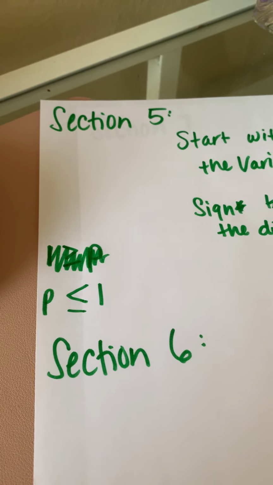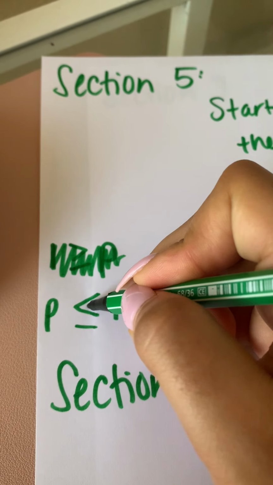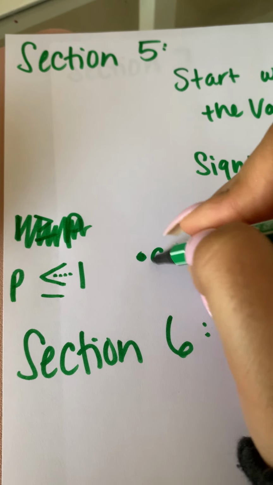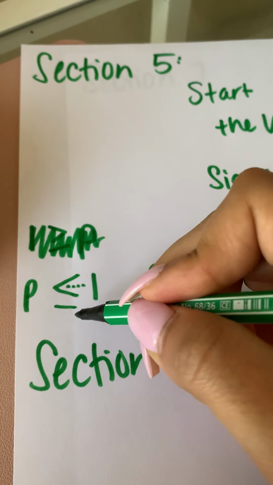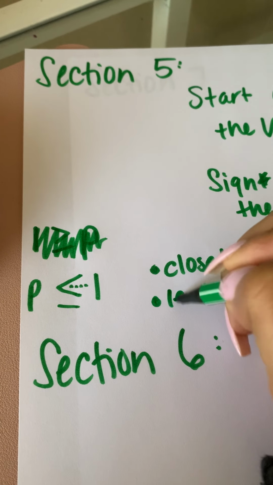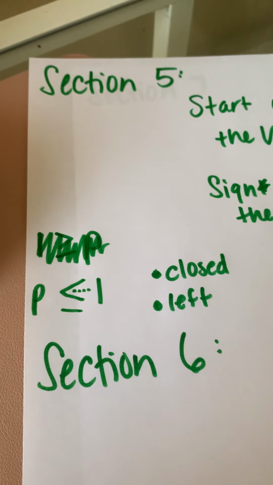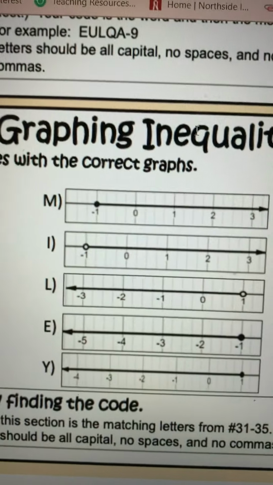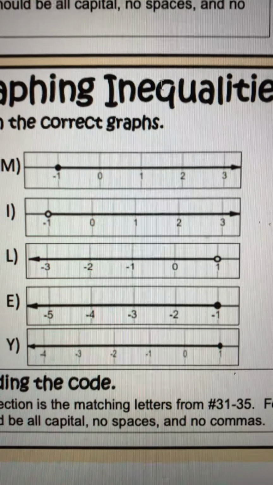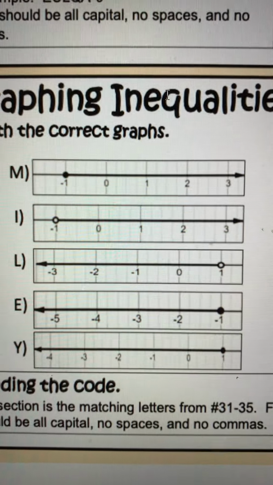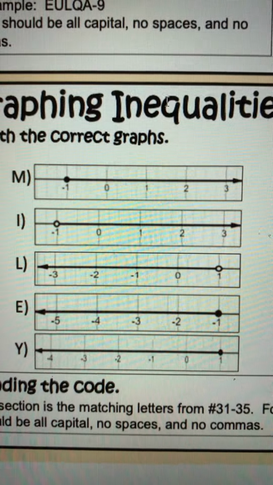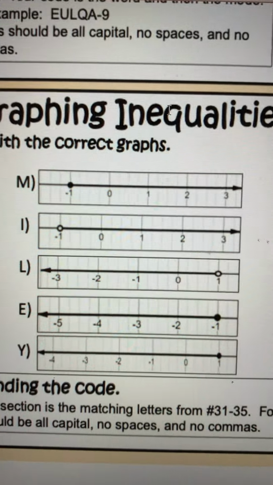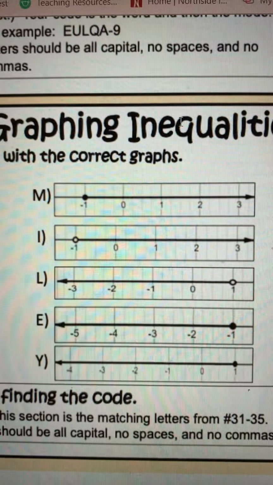When you have the variable first, now you can use that trick. Remember, we said the arrows always show you where it's going. So I know it's going to be closed because it has an equal sign, and it's going to go to the left because P has to be less than or equal to 1. Okay, so now I look at my options. I need to find the one that has a closed circle. It needs to be on the positive 1, and it needs to be going to the left. Once you figure that out, that is going to be your first letter in the code.